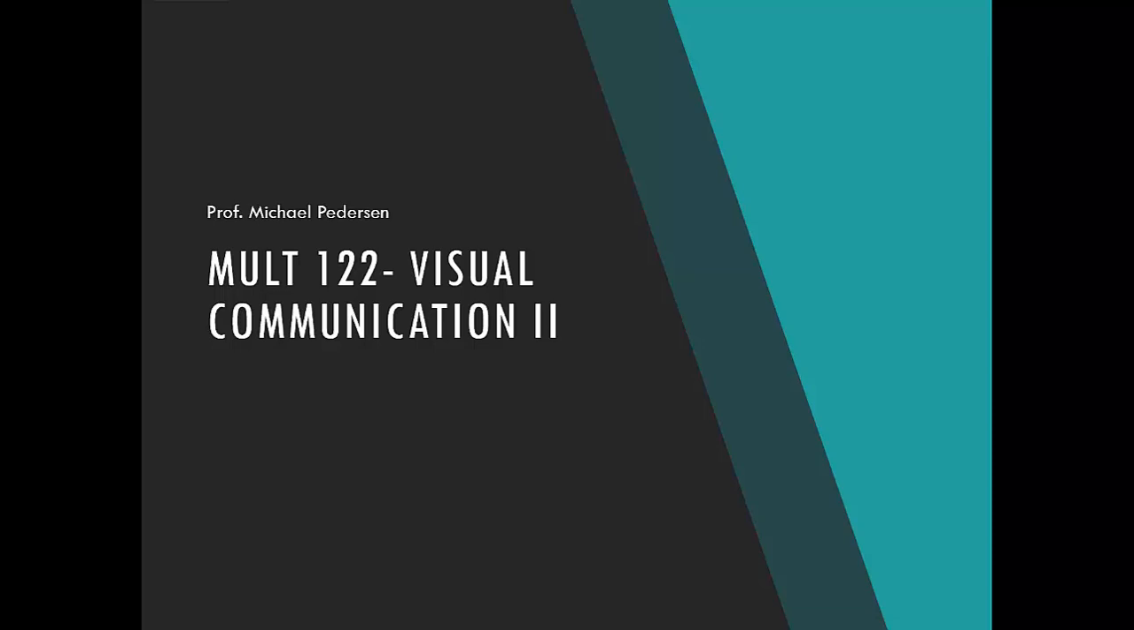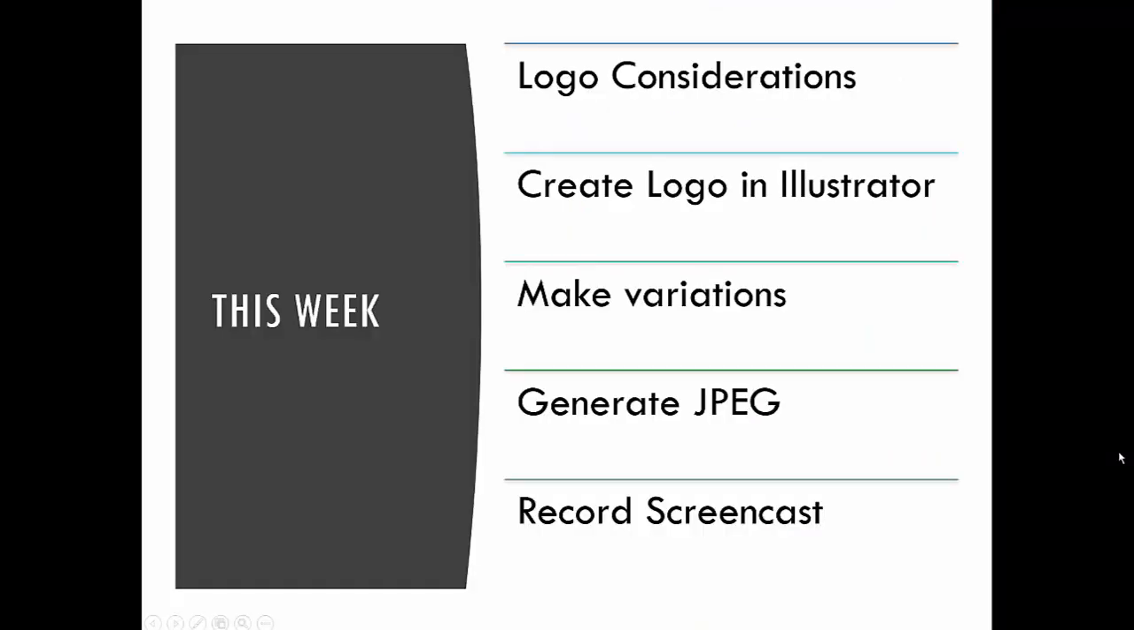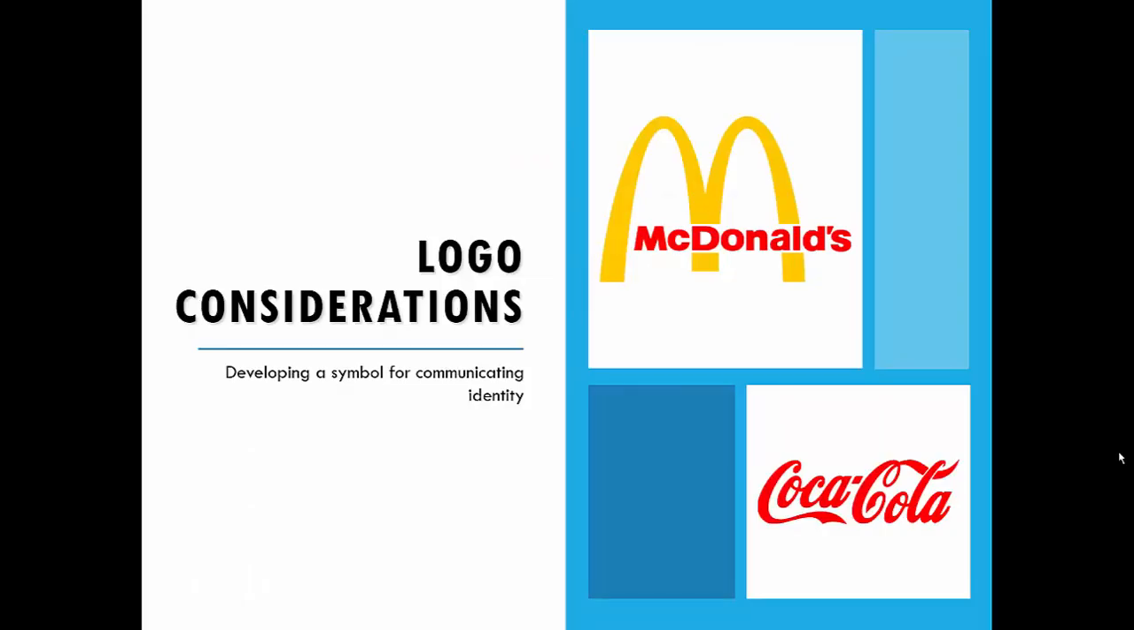Let's get started. For this week, we will be covering quite a few things related to the logo that you started with the thumbnails last week. We'll be talking about some logo considerations. I'll go a little bit deeper into logo design. Then we'll discuss how you're going to create your logo in Illustrator and what types of variations I'm looking for, and then you'll generate a JPEG with those variations and you'll record a short screencast and post that to the discussion board. So as far as logos are concerned, there's a wide variety of different ways to approach logos.